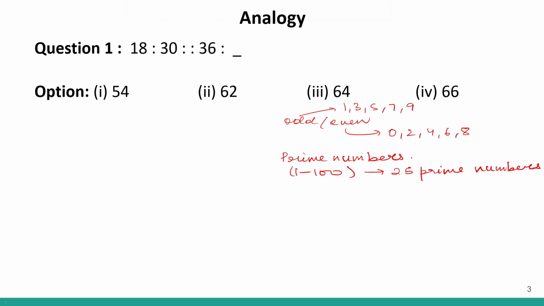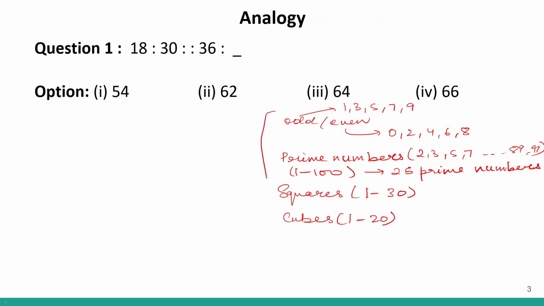Clear? What are your prime numbers? How do they start? 2, 3, 5, 7 up till 89 and 97. You should remember them. Then you should remember squares of numbers, squares of at least 1 to 30, and cubes of at least 1 to 20. So this much information you should retain in order to be able to solve questions like this with ease. Okay? So let us begin.